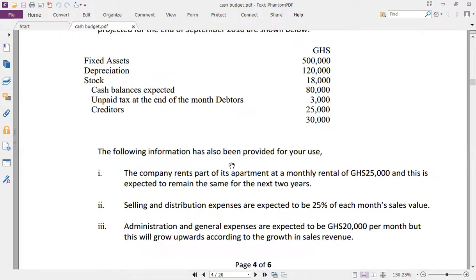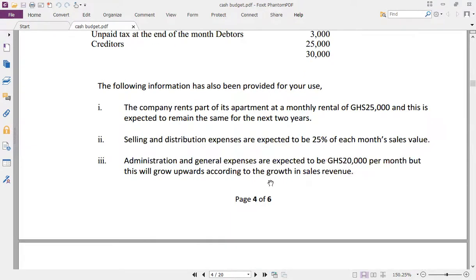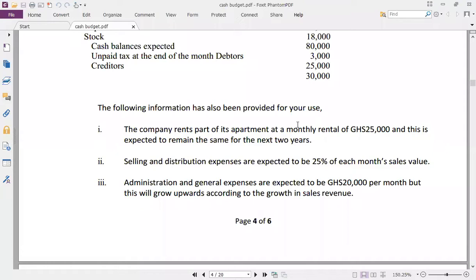So the following information has also been provided for your use. These are the notes. The company rents part of 6 apartments at a monthly rental of 25,000, and this is expected to remain the same for the next 2 years. So that's the rental income. Add it to your other income and also add it to your receipts in the cash budget.